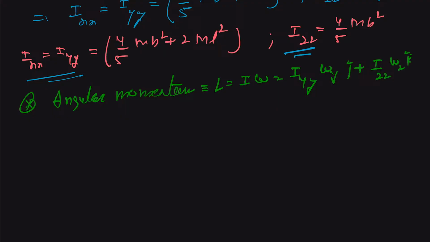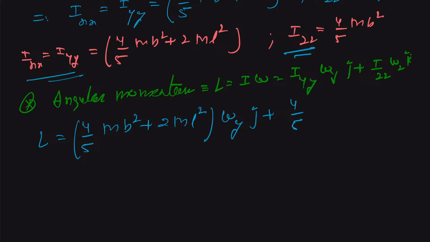Therefore, we get that our angular momentum will be equal to (4/5 MB² + 2ML²) ωy j unit vector, plus 4/5 MB² ωz k unit vector.